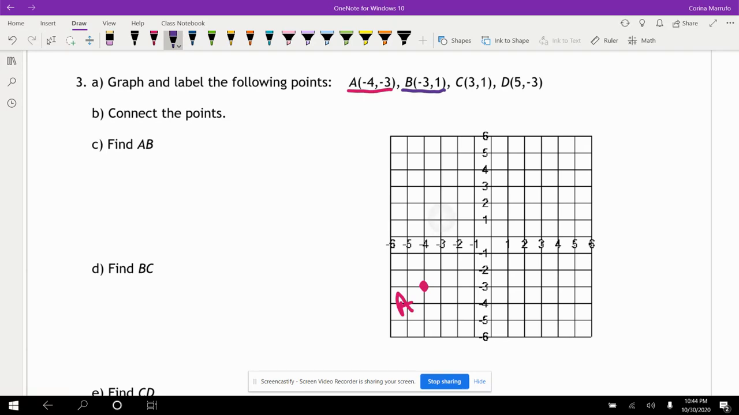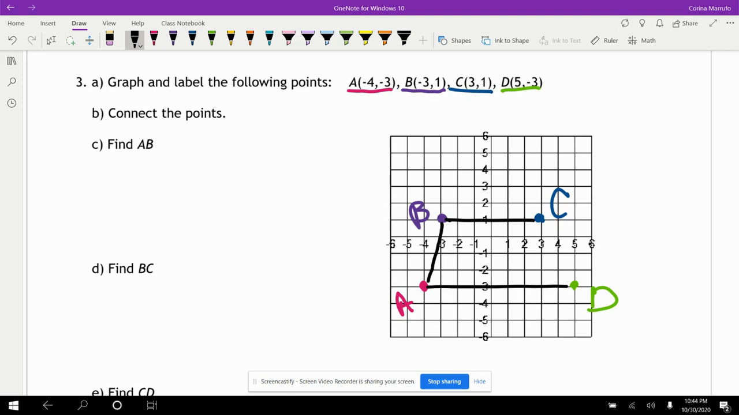So (-3, 1). Next, we have C, which is (3, 1). So (3, 1), and we put a C here. And then last is D, which is (5, -3). So (5, -3), which is right here. And this is D. Okay, and then they tell us to go ahead and connect them. So these are straight lines.